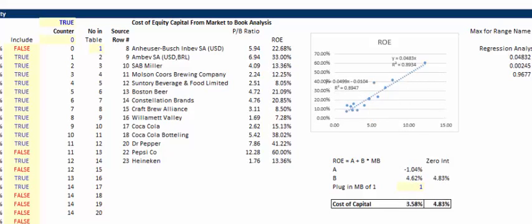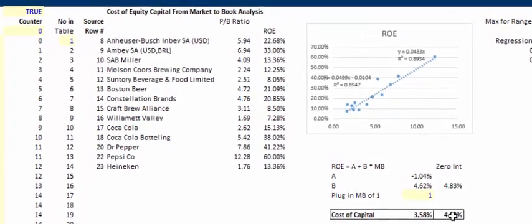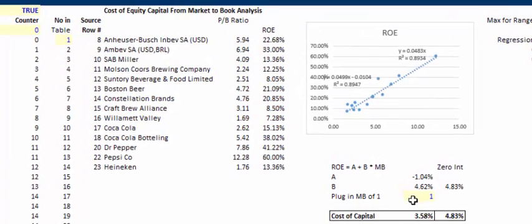So we showed the cost of capital could be 4.83 or 3.85, both very low numbers for these beer companies, if we used a regression analysis in these market to book ratios. And this formula is pretty robust.